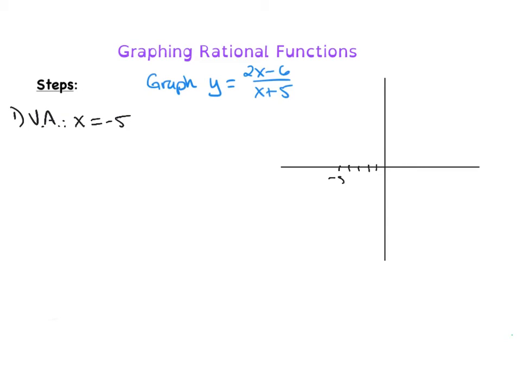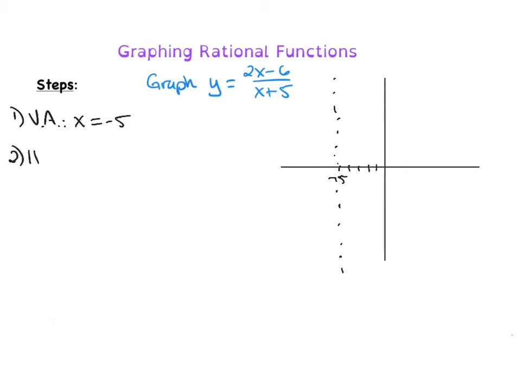Oh, let me make that a little bit neater. There we go. Let's try that again. That's better. Okay, so vertical asymptotes come from the denominator.